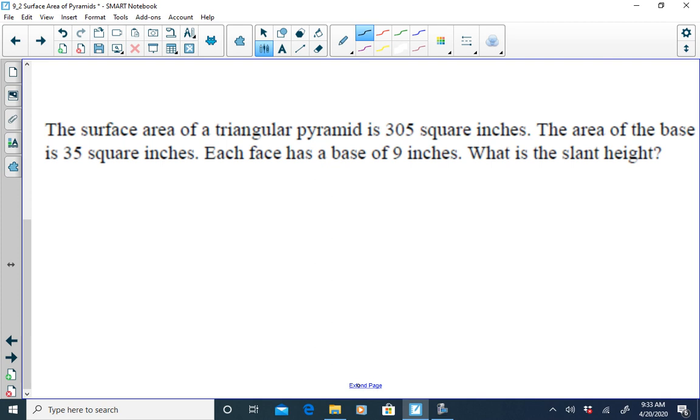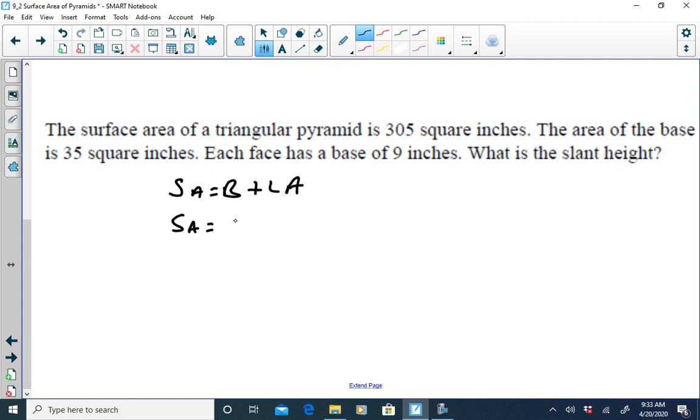It's a word problem. The surface area of a triangular pyramid is 305 square inches. The area of the base is 35 square inches. Each face has a base of 9 inches. What's the slant height? Oh boy. Well, let's start by writing the formula. Capital B plus LA. We've done that a lot.